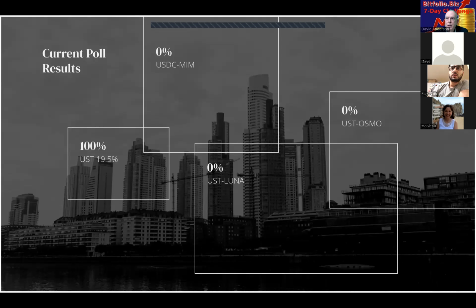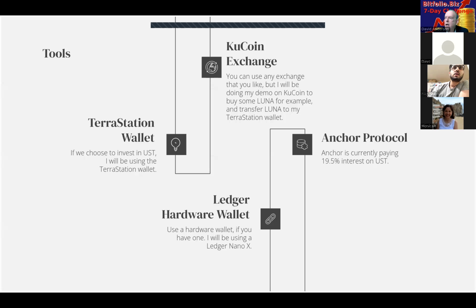But there's still time to complete the poll. So I'll show that to you in just 1 second. If we do UST, here's what we'll probably be doing. I'm going to use KuCoin as my exchange. You can use pretty much any exchange that you want. You can use Coinbase, whatever. The idea is to purchase, in this case, if it's UST, some LUNA, and you would transfer that Luna into your Terra Station wallet.